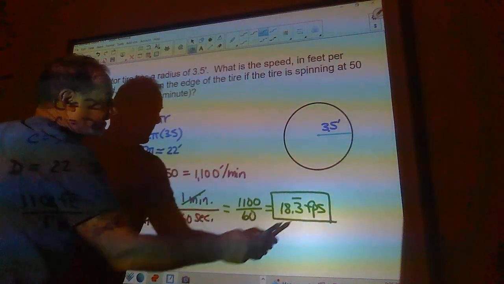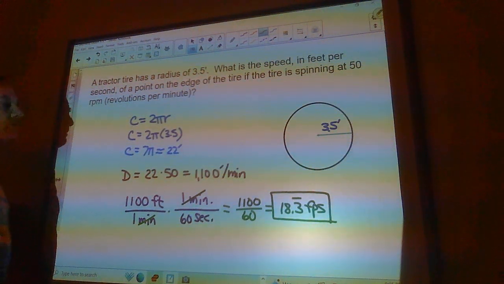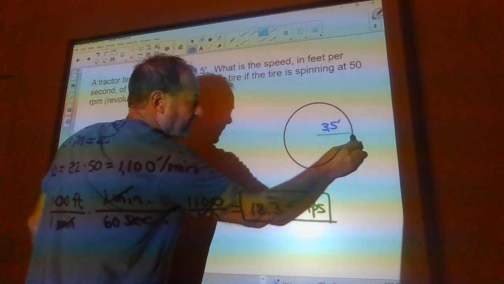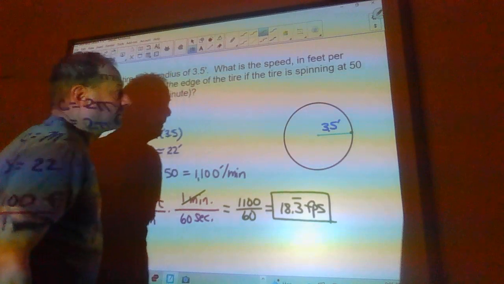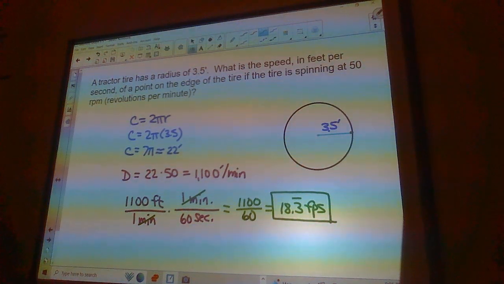So what is the speed in feet per second? Well, we've got feet per second right here, of a point on the edge of the tire if the tire is spinning at 50. So we've figured out that point is right here, we'll say. All right, we have figured out how fast in feet per second it's going.